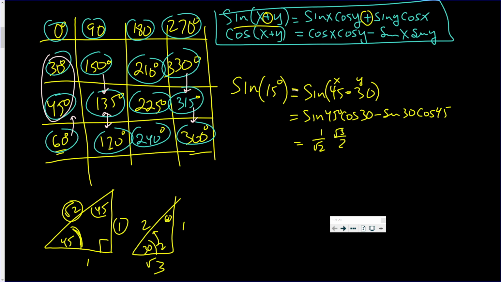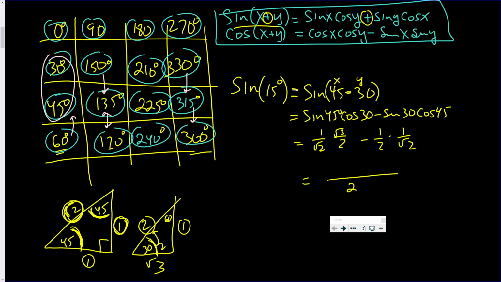The square root of 3 over 2 minus the sine of 30. There's 30. It's opposite over hypotenuse, so one half. The cosine of 45 degrees, that angle, is adjacent over hypotenuse, 1 over square root of 2. Even if you use this angle, that's the adjacent over the hypotenuse. Either way, it's 1 over square root of 2.